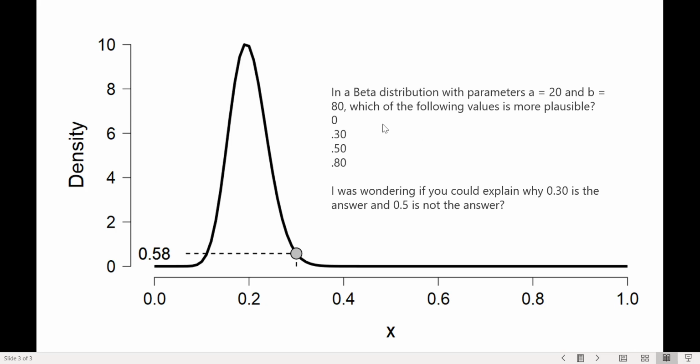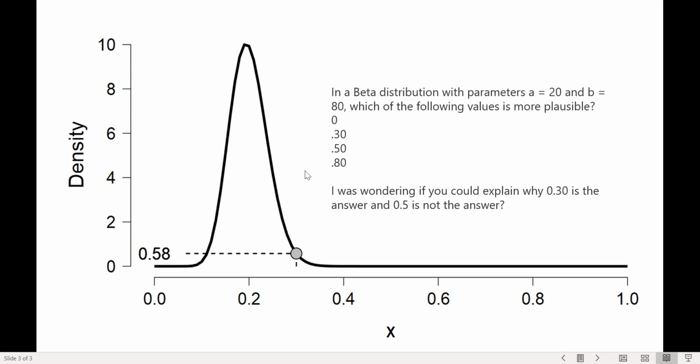Okay, so we can do it by going to JASP and actually putting the parameters A equals 20 and B equals 80 in the module of distributions corresponding to the beta distribution, and we can get this graph. So this is one way of trying to solve this problem. The other one is we don't need the graph. We can intuitively answer the question.